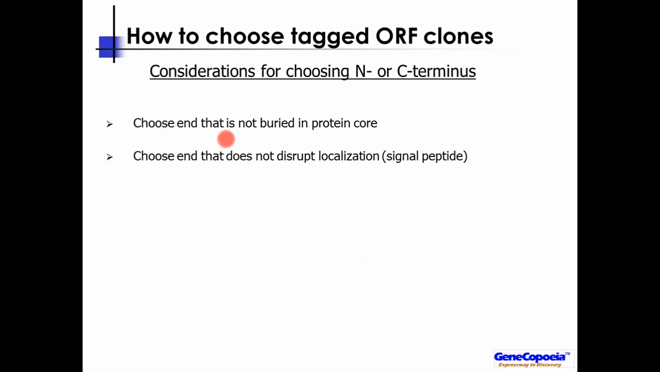First, you need to choose an end that is not buried in the protein core, so it would be very helpful to have some structural information on your protein. And secondly, you want to choose an end that does not disrupt localization. So for example, if you have a protein that's localized to the endoplasmic reticulum, well, you might not want to use an N-terminal tag because that would mask the ER signal peptide, which is usually at the N-terminus.